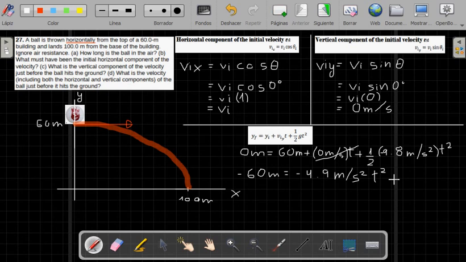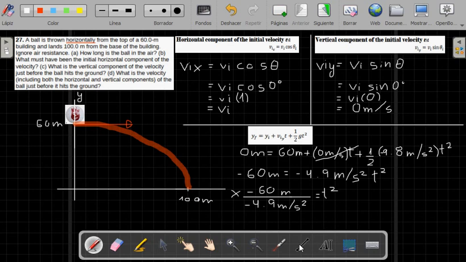Now, that minus 4.9 meters per square seconds is multiplying the time, so it must go to the other side to divide. Minus 60 meters divided by minus 4.9 meters per square seconds. I must not forget the meters here. I don't know why I'm forgetting that, but it's not a big deal. Okay, equals t squared.